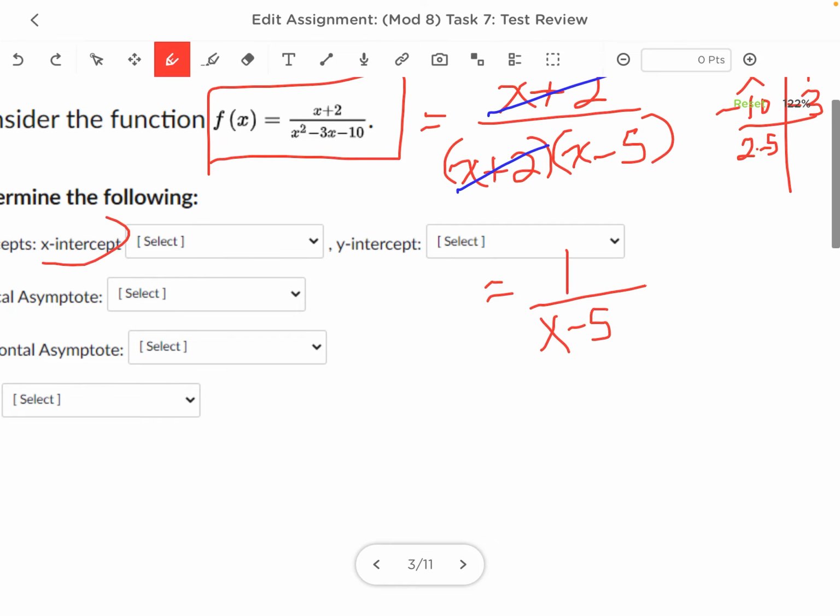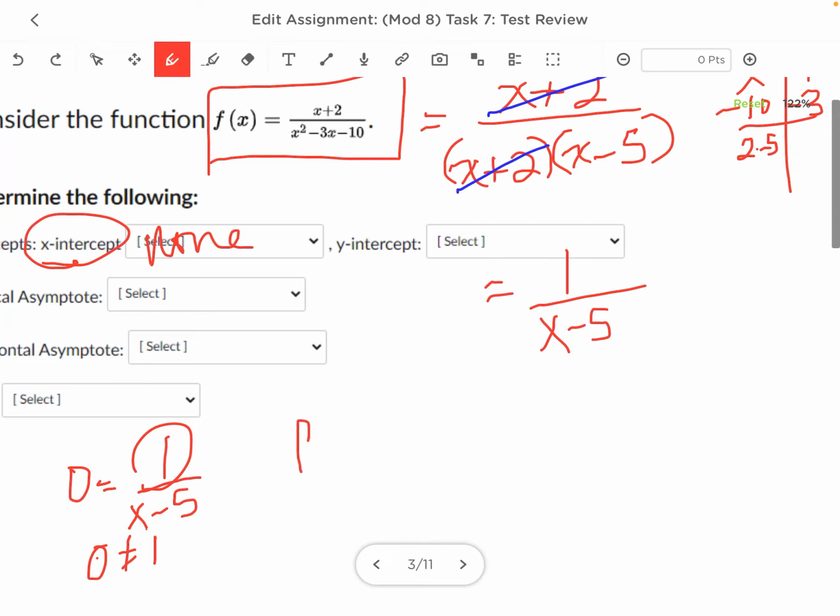So to find my x-intercept, I'm going to let y equal 0. So that means 0 equals 1 over x minus 5, which really it's just the numerator. That can't happen, so that's going to be none. There's not an x-intercept.